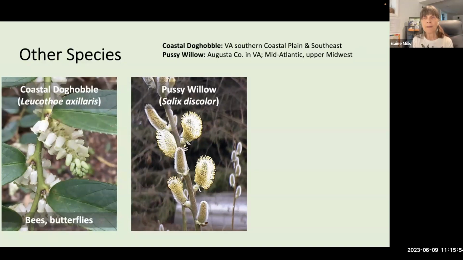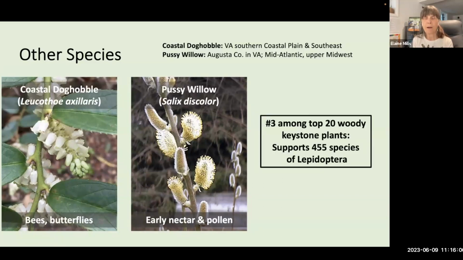Pussy willow, Salix discolor, provides early nectar and pollen and is especially helpful for our specialist bees. Doug Tallamy rates the Salix genus as a whole as number 3 among the top 20 woody keystone plants. They will support 455 species of Lepidoptera. Now, an alert about the willows. With their particular rooting system, they're not going to do well planted close to our homes. But if you should happen to have a large property, they could be planted to help control erosion on the border of a pond or a stream.